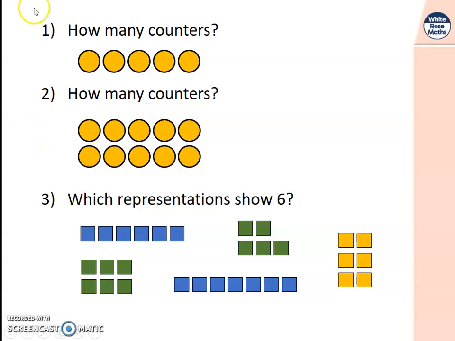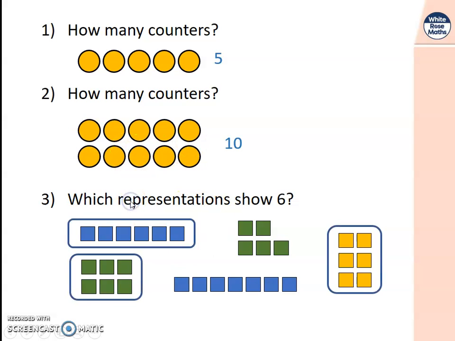So how many counters do we have here? 1, 2, 3, 4, 5. There are 5 counters there. So let's look at question number 2. If we know that this is a 5, then we know that this is 5 as well. So we can say there are 2 lots of 5 here. So 5 add 5 is 10, or 5 times 2, because there are 2 lots of them, equals 10.